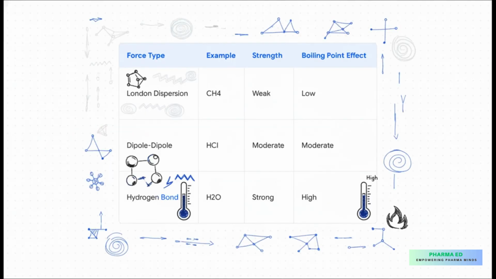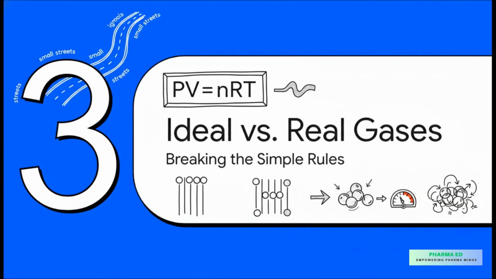And this is a great little chart because it connects all the dots. Look at methane on one end. It's only held together by those weak London forces, so its boiling point is incredibly low. But then you look at water, and that's a whole different ballgame. It has those super strong hydrogen bonds, which act like molecular superglue. You have to pump in a ton of energy to break them apart. And that's why water's boiling point is so high, and it's a huge reason why life on Earth is even possible.